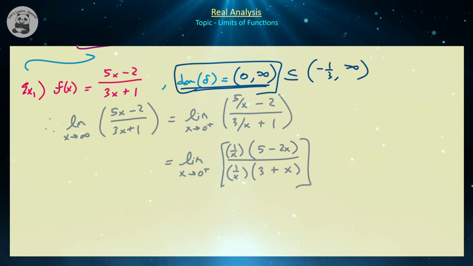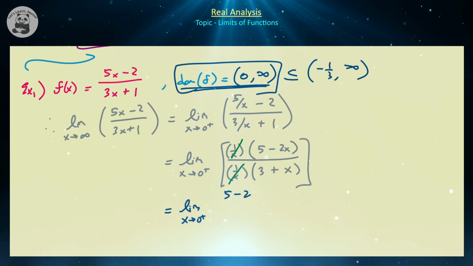And since we're approaching x from the positive side, x is never going to be equal to 0, because x is just going to be an arbitrarily small positive number. So those things are going to eliminate. So we're just going to be left with the limit as x approaches 0 from the right-hand side of 5 minus 2x all over 3 plus x.